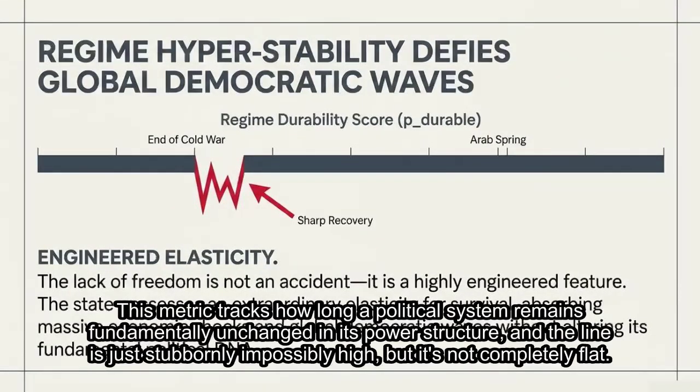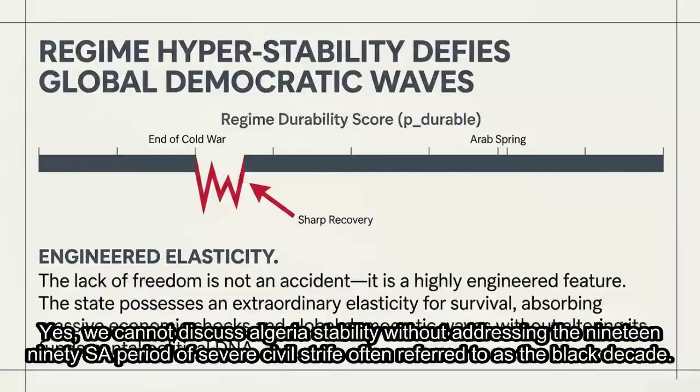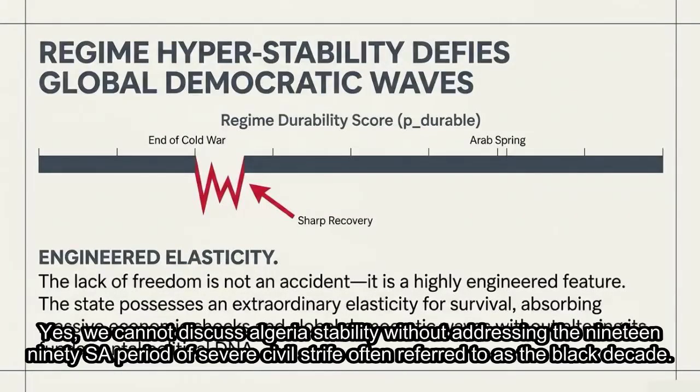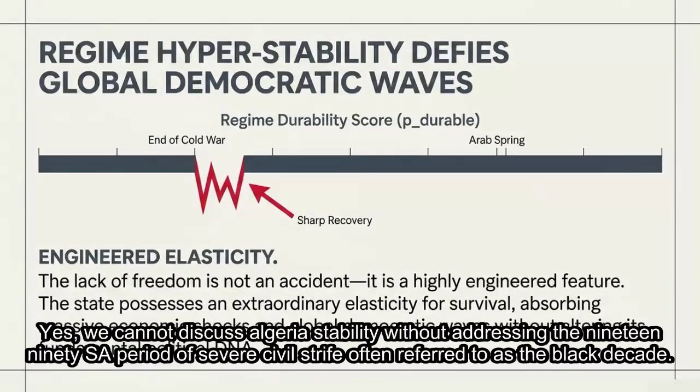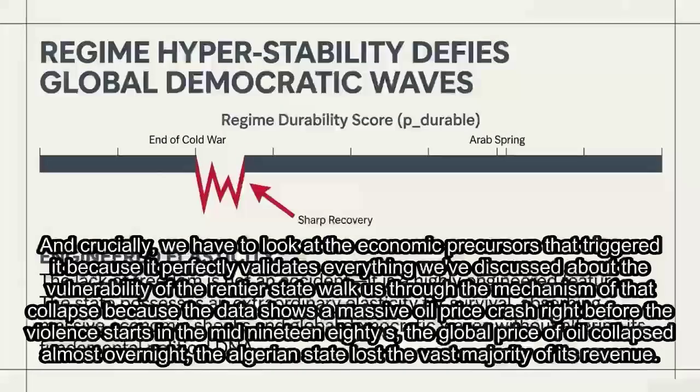This metric tracks how long a political system remains fundamentally unchanged in its power structure. And the line is just stubbornly, impossibly high. But it's not completely flat. There's a very specific, incredibly turbulent dip in the data during the 1990s.